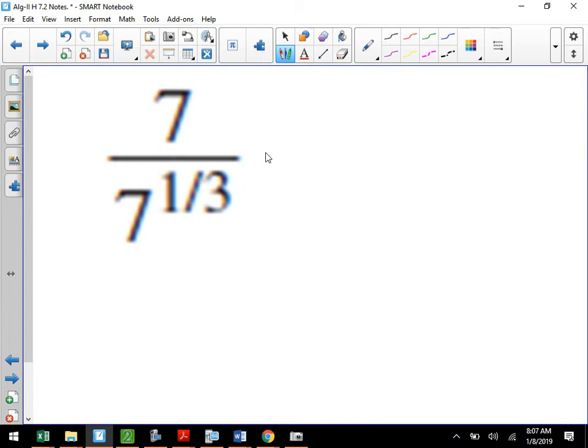7 over 7 to the 1/3. They have the same base, don't they? They have different exponents. What's the exponent of the numerator? 1, right? How else can I rewrite that 1? Very good. I can rewrite that exponent of 1 as 3/3, can't I? 3 over 3, same thing as 1, isn't it?